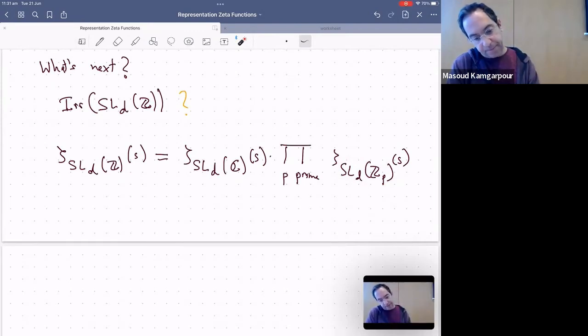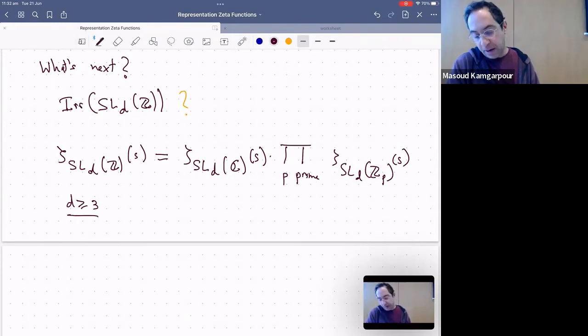Now, why? I mean, I need polynomial representation growth for this to hold. So the first thing is, does this object exist at all? So spoiler, yes. If D is greater or equal to 3, then it converges. And if you're asking why D is greater or equal to 3, the answer is because 3 is greater than 2. So we'll see why this is true.